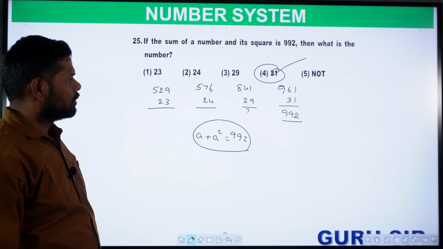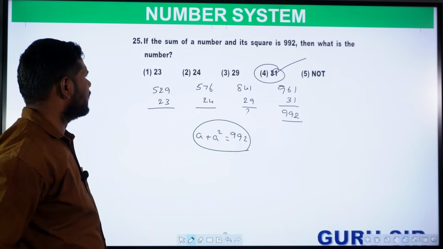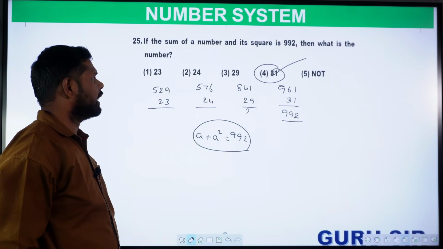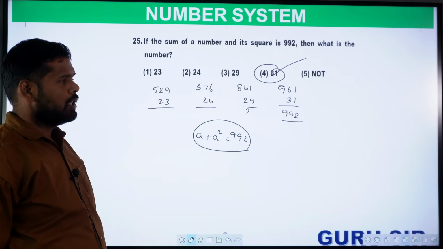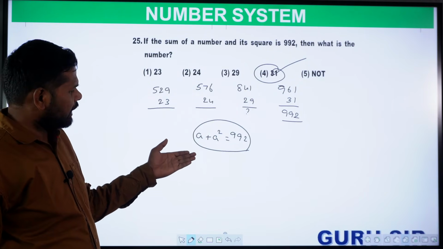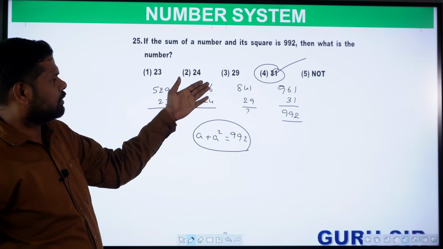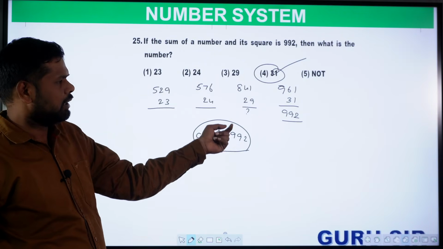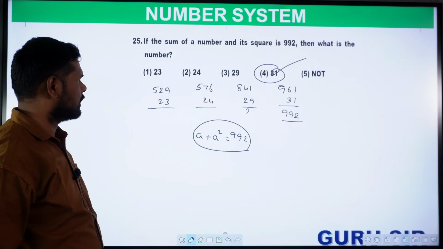Clear? So through options it is very easy to solve. Sum of a number and its square is 992, then what is the number? Simple. So no need to write the equation and solve. Use options 23, 24, 29, 31, just apply, whichever satisfies, that is the correct answer. So clear?